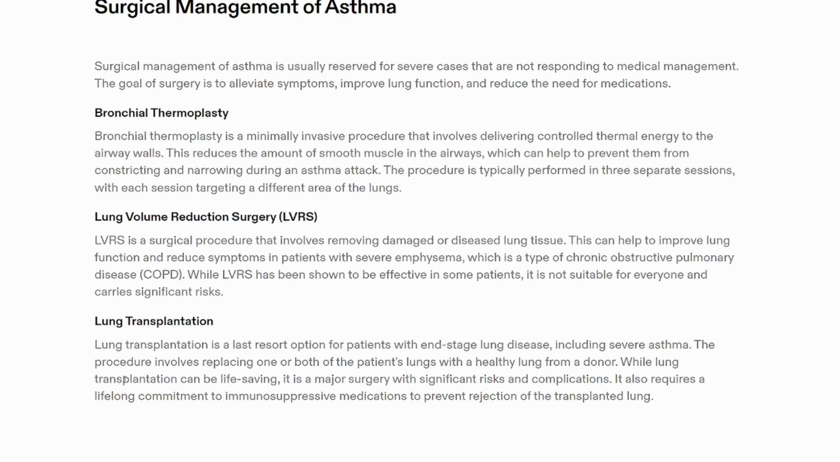So, complete care must be taken for both the donor and the recipient, and it further requires the continuous use of immunosuppressive medications to prevent rejection of the transplanted lung. So the lung transplantation involves more risks. Better to go for bronchial thermoplasty or lung volume reduction surgery.